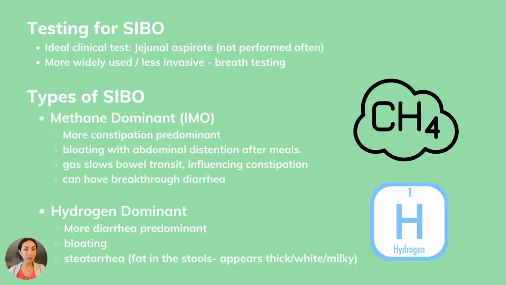So we have methane dominant, like we said, that's more associated with bloating, distension, slowing bowel transit, influencing constipation, and sometimes we can see breakthrough diarrhea with methane. Then we have hydrogen, which is more diarrhea prominent, still have bloating, and many times we can see some fat malabsorption, which is called steatorrhea. And we see fat in the stools at times. It can appear thick, white, like foaminess on top of the stool, or the stool can turn yellow or green.